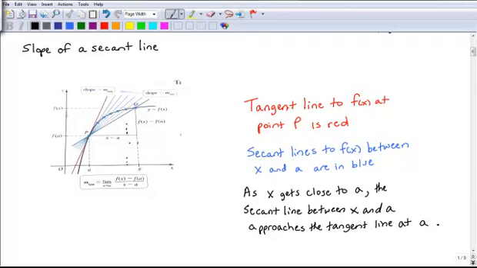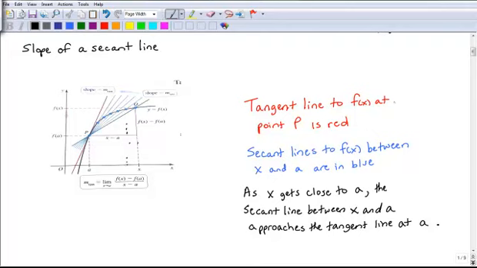And notice as this x point, the second point we look at, gets closer and closer to a, these blue lines have a slope that gets closer and closer to the slope of the red line. And that red line is the tangent line. So what this graph shows is the secant lines, which are lines between 2 points on a graph. As the second point, x, gets closer to the starting point, a, you see these secant lines getting closer and closer to the tangent line at x equals a.